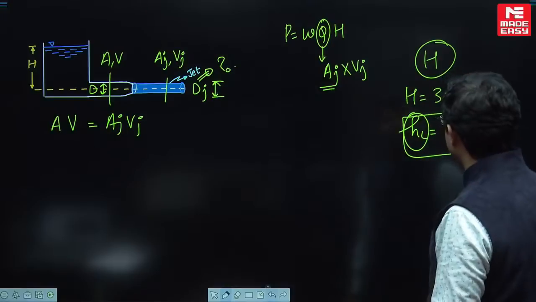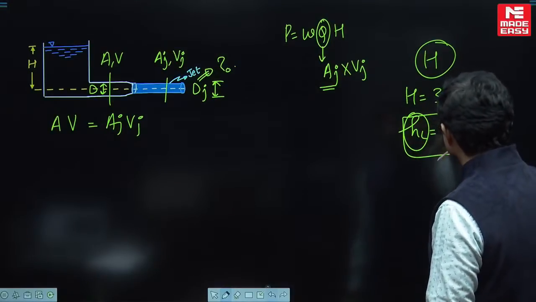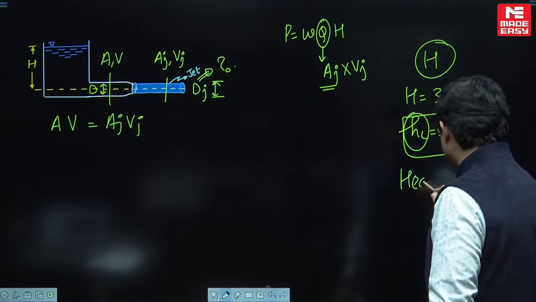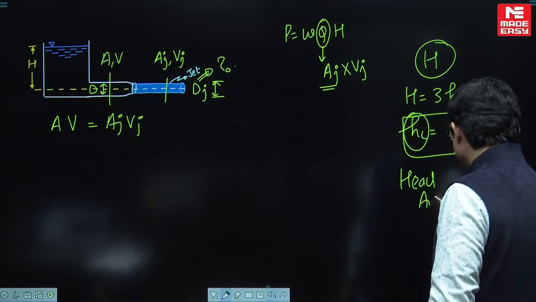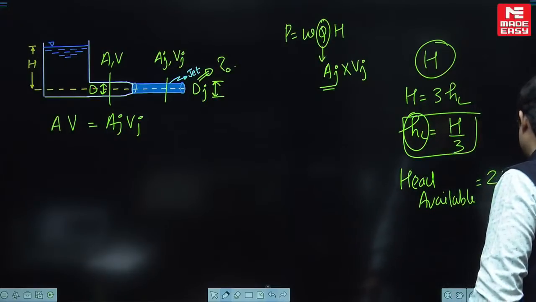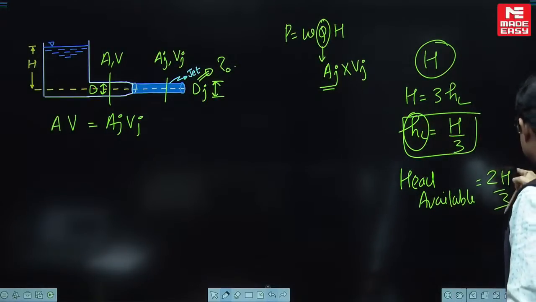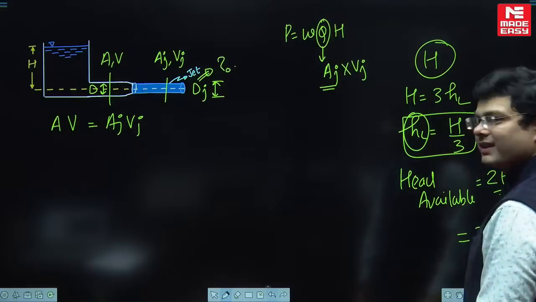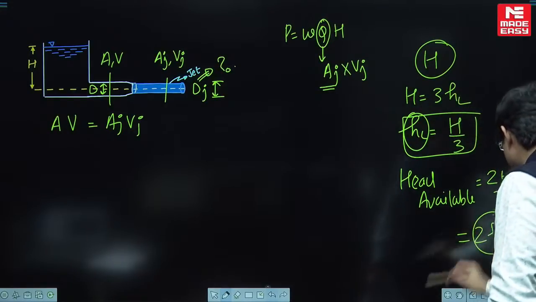The total head available was H. For maximum power transmission, H by 3 has to get lost. So how much head is available for power conversion? Head available for power conversion is 2H by 3. And H by 3 can again be written as HL, so this is actually 2HL. Clear, guys? What a beautiful problem.